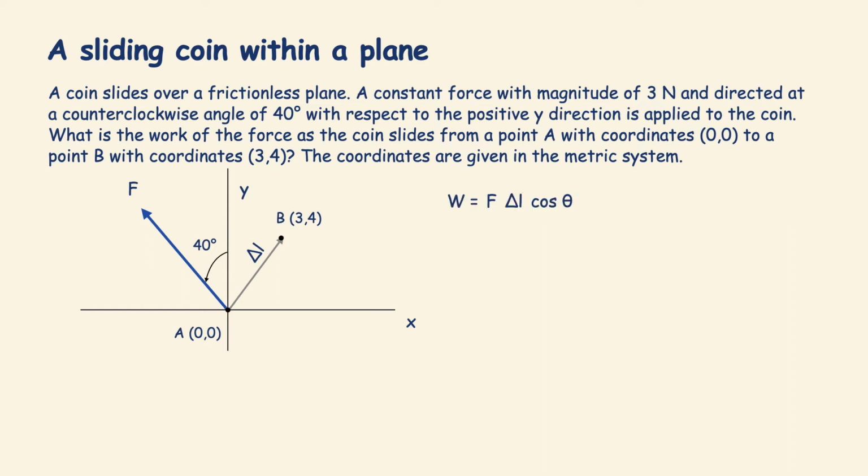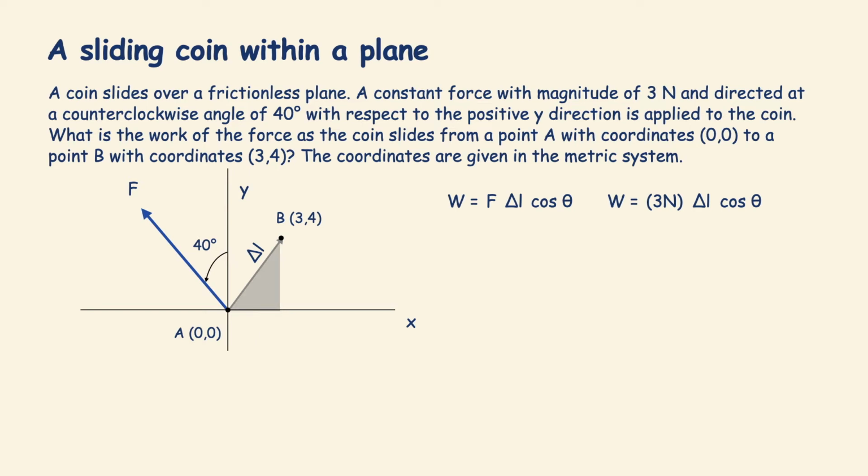Now let's look at the formula for the work. The magnitude of the force is constant, it doesn't change. The angle between the force and the displacement is also fixed. So we can use this simple expression for the work, which is F, the magnitude of the force, times the magnitude of the displacement times cosine of the angle between the two. Immediately we can replace F with 3 newtons because that is what the problem tells us. So let's look at delta L.